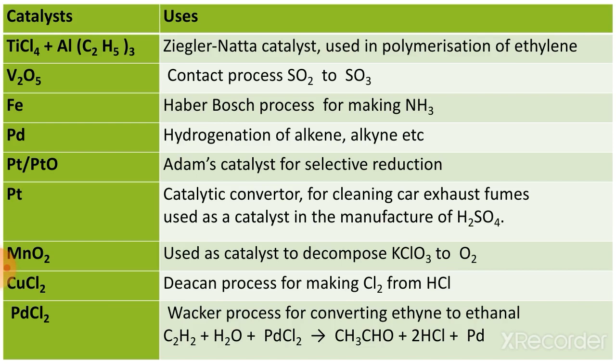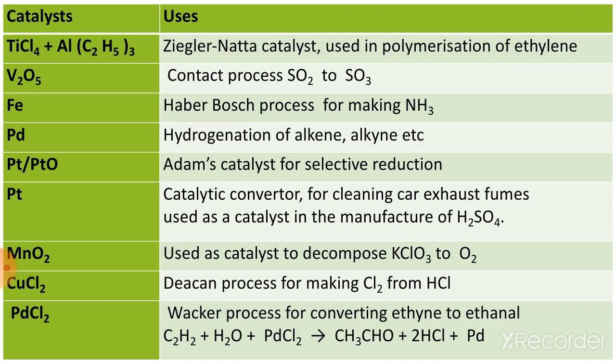Now the iron, this reaction came so many times, that is the Haber process. Here iron is used as a catalyst, and I also told you about molybdenum, which works as a promoter for the manufacture of ammonia from N2 and H2. Then Pd, this is also used in hydrogenation of alkene, alkyne, etc. That means addition of hydrogen to alkenes and alkynes so that they can be converted into alkane.